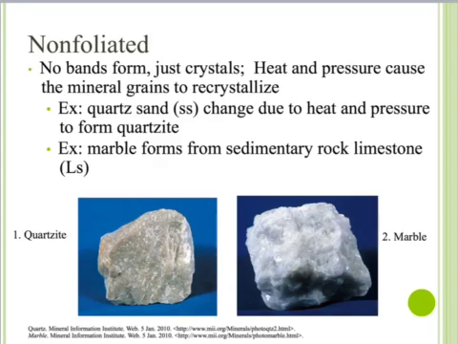Two examples we have: when quartz sandstone has heat and pressure added to it, it will turn into quartzite. The next example is limestone. When you add heat and pressure, it'll turn into marble. Notice how both examples do not have any layers or bands. This is because they're non-foliated.